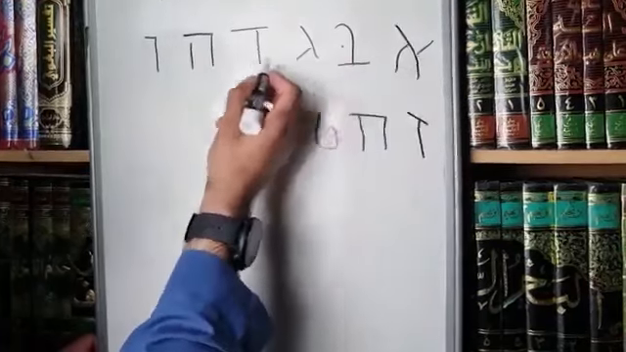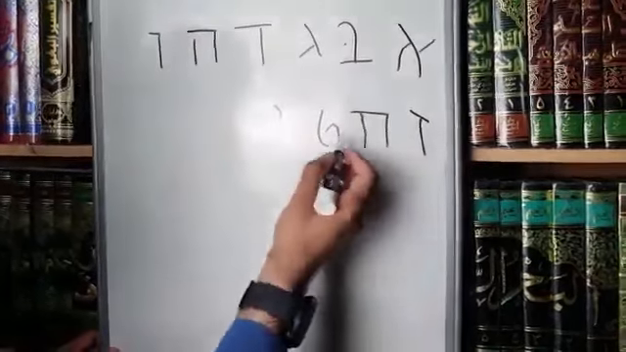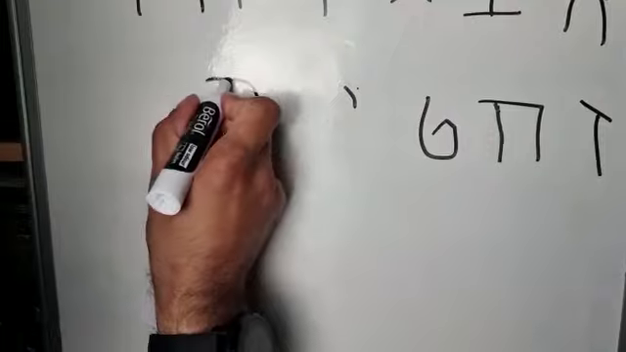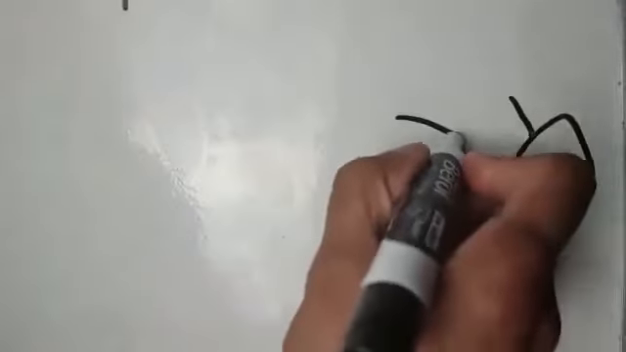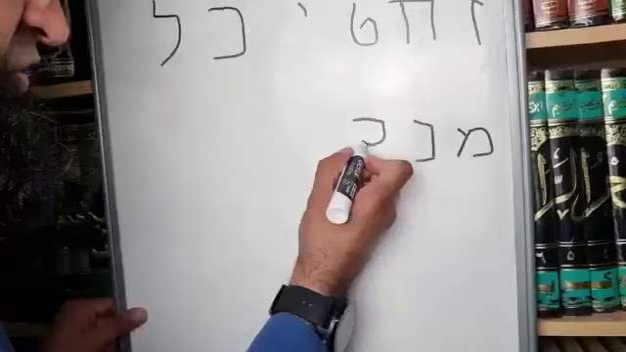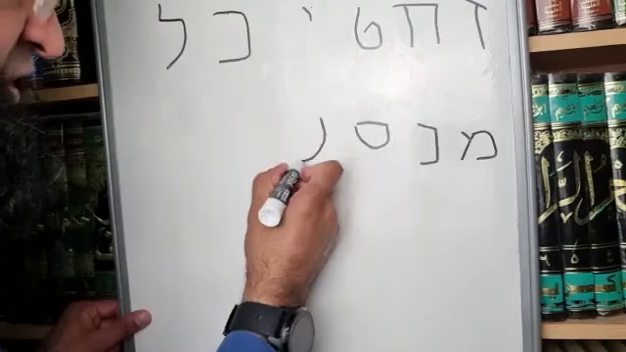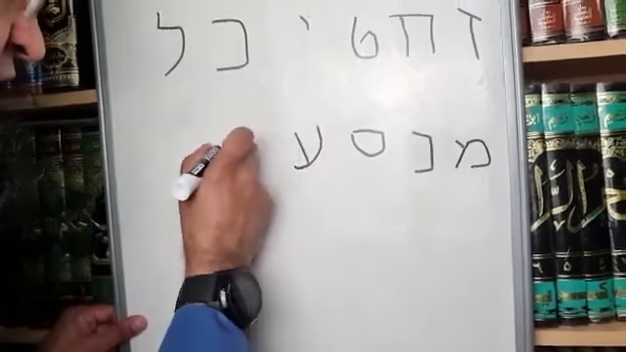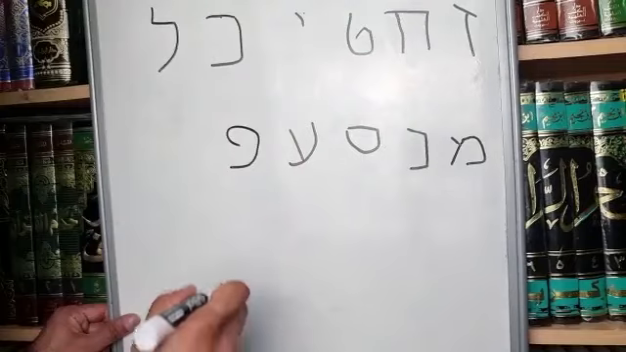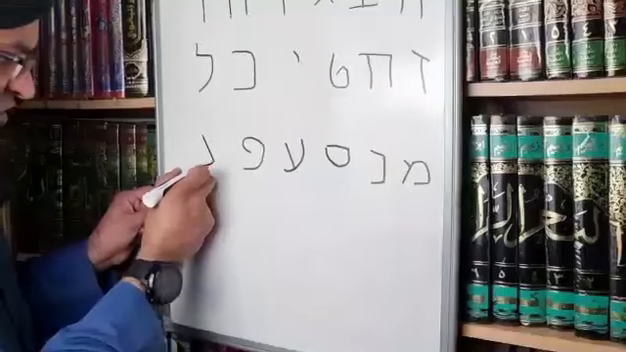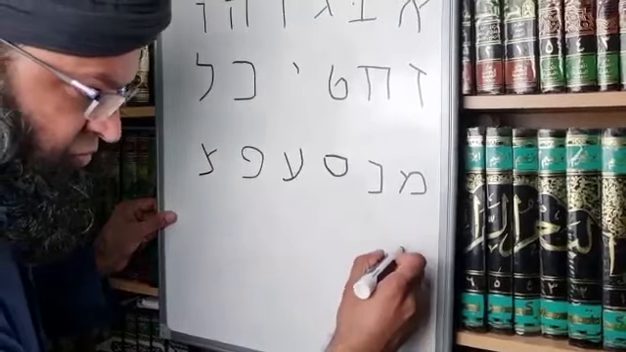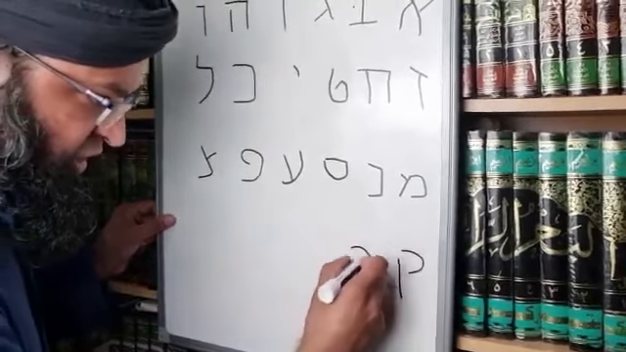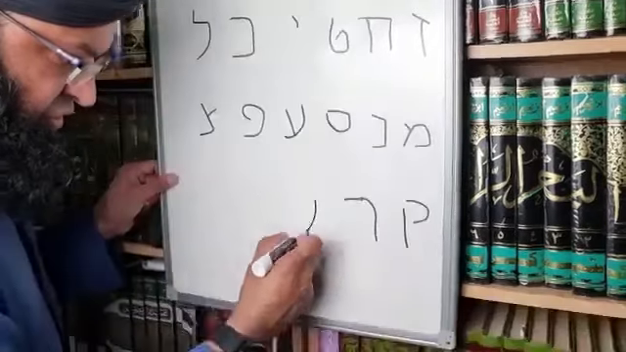So Alif, Bet, Gimel, Dalet, He, Waw, Zain, Chet, Tet, Kaf, then Lamid. So Mem, Noon, Samak, and Pe. The Hebrew alphabet has a P sound. Zadi, Kuf, Resh, Sheen.